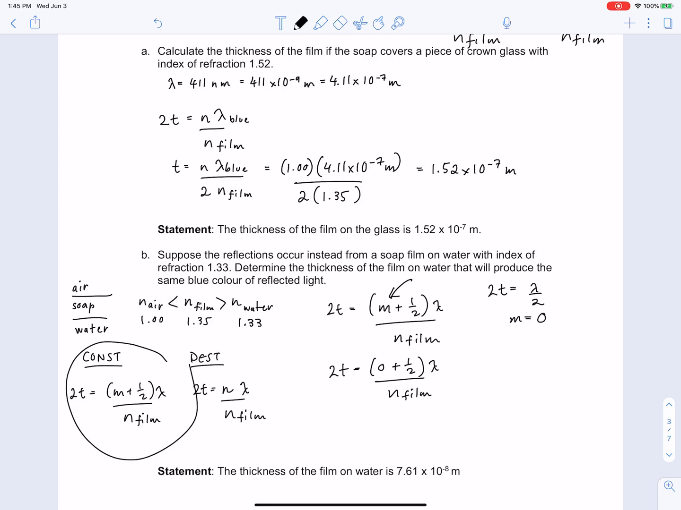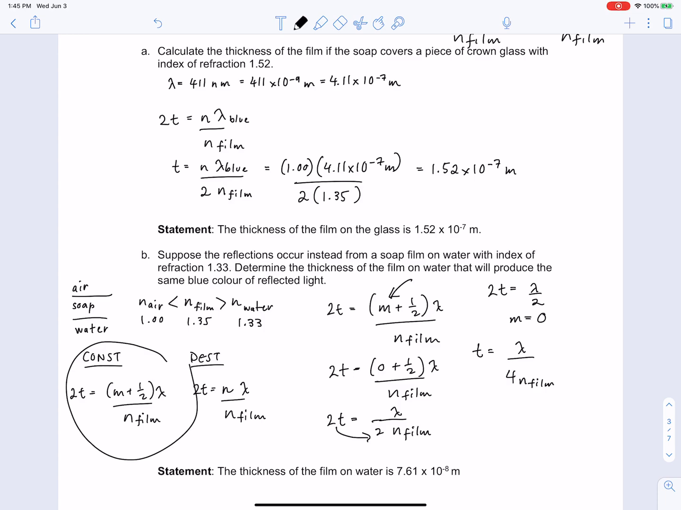I want to simplify this a little bit further. We have 2t is equal to 1/2 lambda over n film. I'm just going to erase this one. It's a little redundant. Now, solving for t, t is equal to lambda over 4 n film. So what I've done is I've brought this 2 down across the equal sign on the diagonal. So 2 times 2 equals 4.